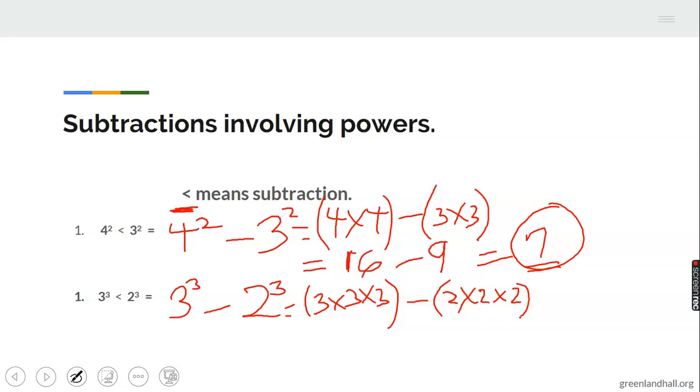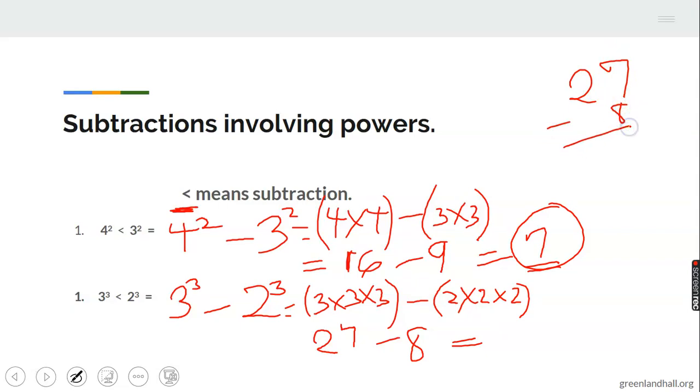3 times 3. That's 9. 9 times 3. That's what? 27. 9 times 3 is 27. Then we have 2 times 2. That's 4. And 4 times 2. That's what? 8. So now see what we have. We have 27 take away 8. Let's calculate it. 27 take away 8.